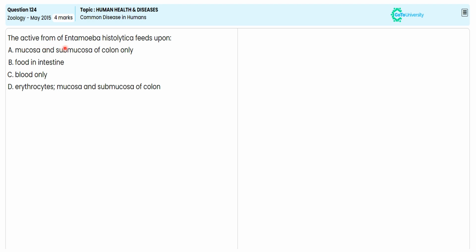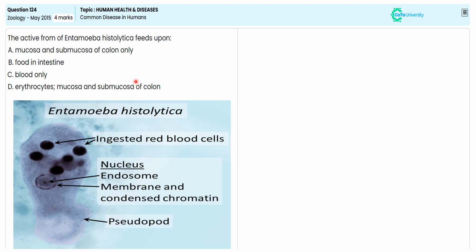In this multiple choice question, from the given options, they are directing us to specify the correct option illustrating the feeding site or the target site for the active form of the Entamoeba histolytica. Entamoeba histolytica has a nucleus and pseudopodia for regulating most of the physiological activity. This structure we are observing in the high resolution microscope.